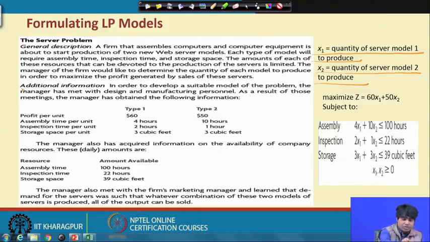So, now the additional information is here. In order to develop a suitable model of the problem, the manager connects with the design and manufacturing department. As a result of these structures, the streamlined process will be like this. This is the type 1 structure and type 2 structure, corresponding to model 1 and model 2.